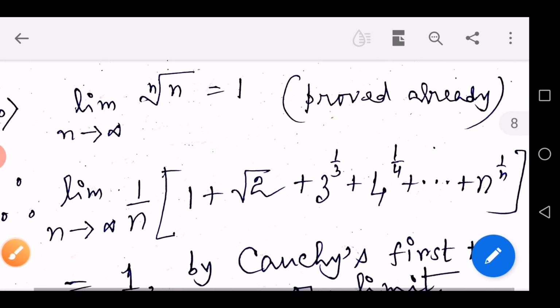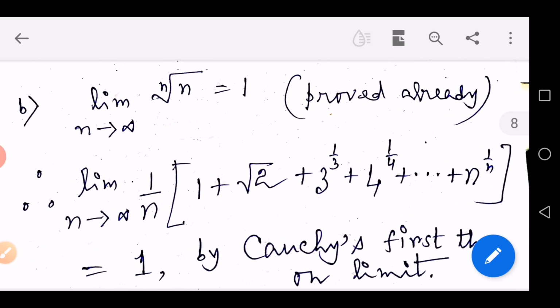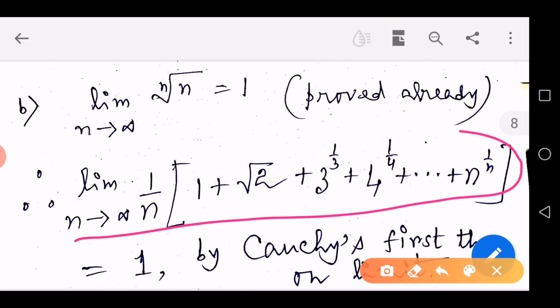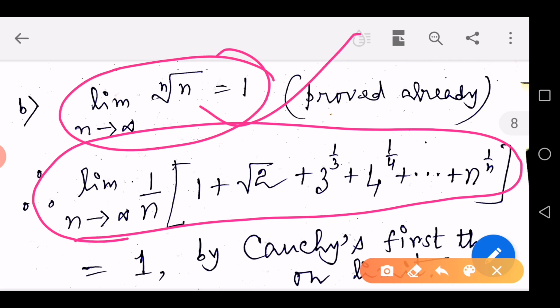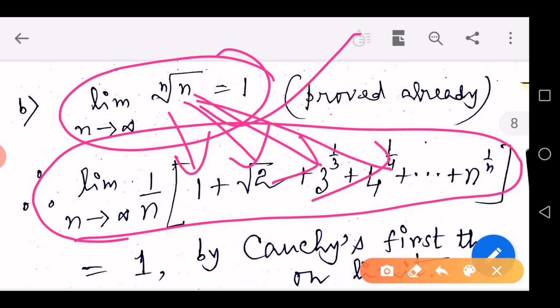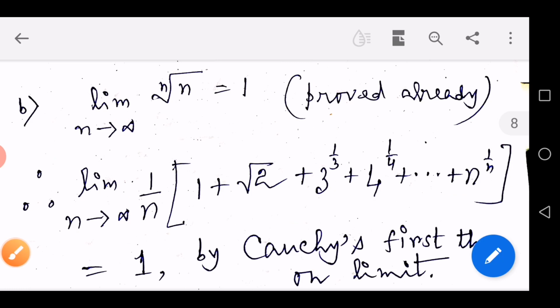Next, by Cauchy's first theorem on limit, we proved that the limit of this sequence is also equal to 1. As the limit of this sequence is already proved equal to 1, for n equal to 1 we have this term, for n equal to 2 we have this term, for n equal to 3, for n equal to 4, etc. The sum of such n terms times 1/n, as n tends to infinity, is equal to 1 by Cauchy's first theorem on limit.